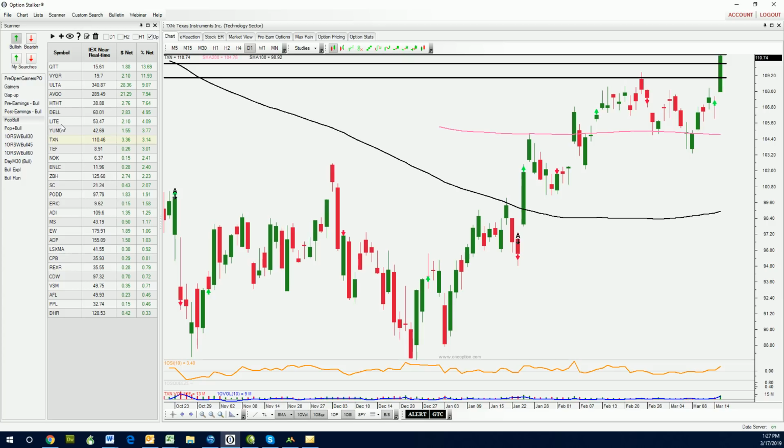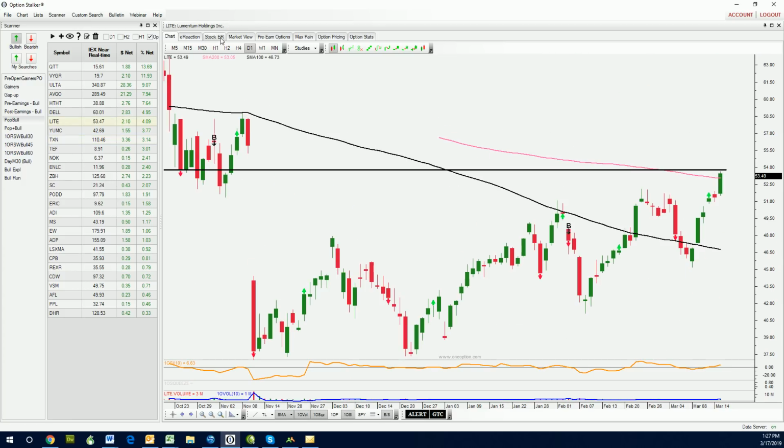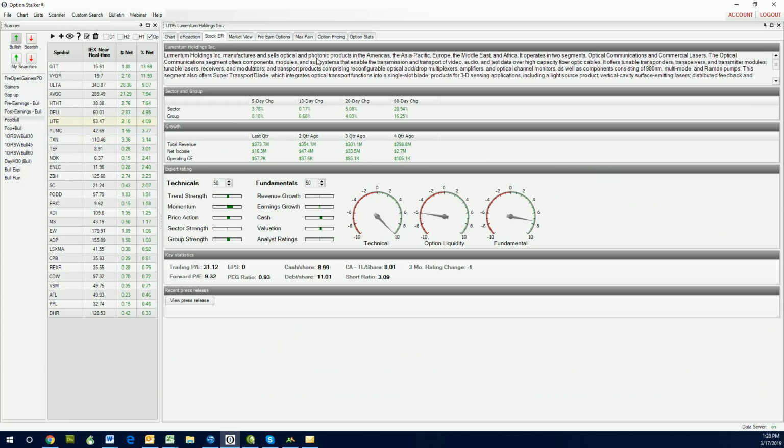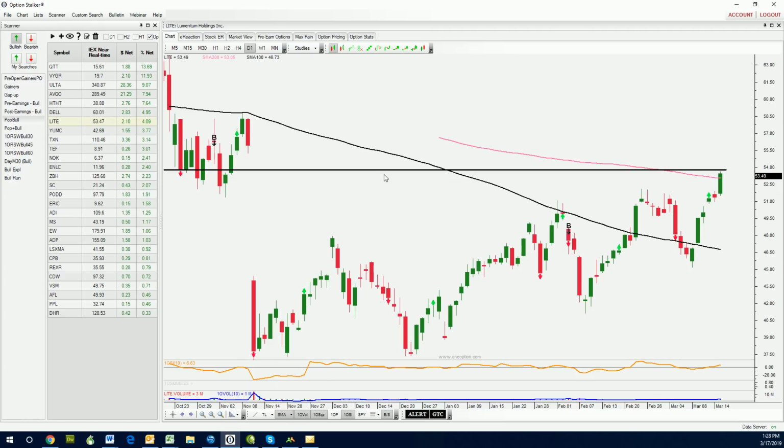LITE is also a computer stock. I'm going to put up the stock. You can see it sells optical and commercial lasers. So this could also be a play, but simply because it still has to break out above that $54 level, I'm not going to include it.